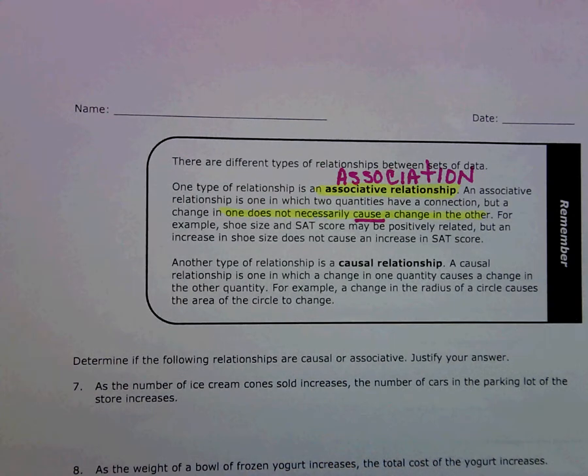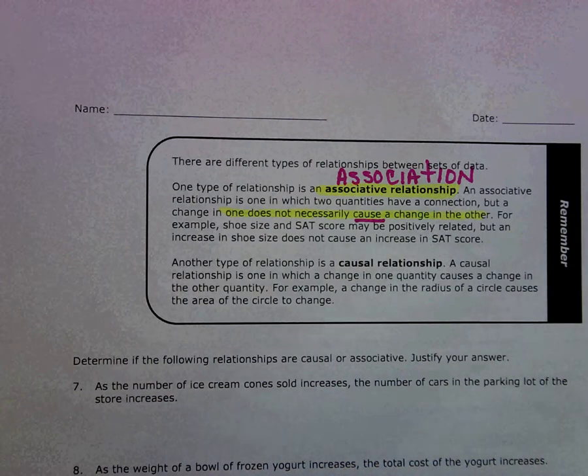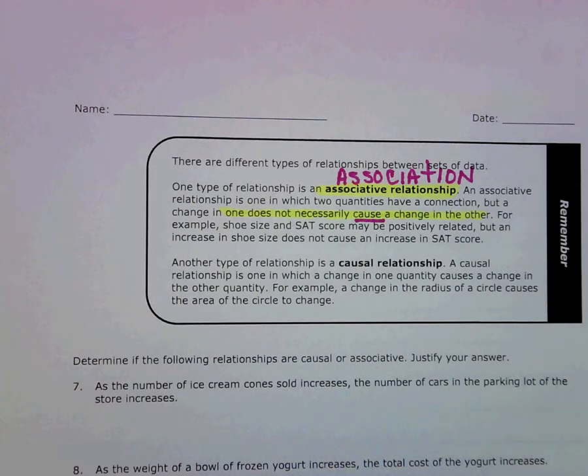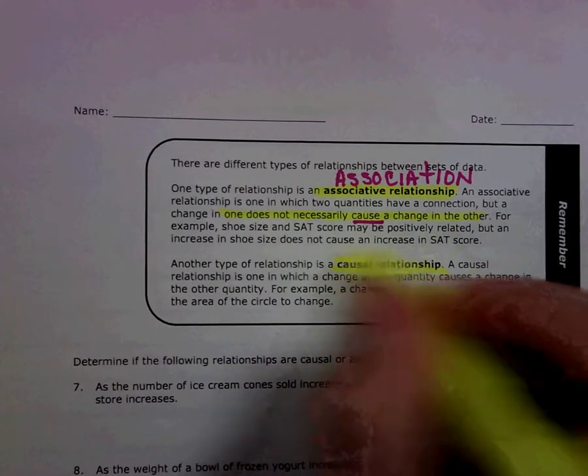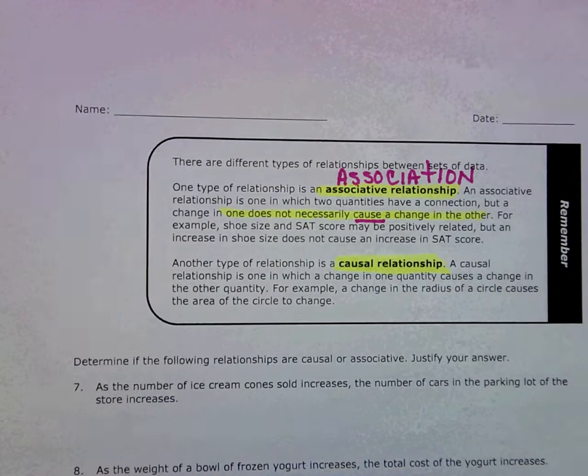So there would be a positive trend on a scatter plot, but by no means does your shoe size cause your SAT score, right? I would be like a genius if my shoe size caused my SAT score. So it doesn't. An association is there, but it doesn't cause it. Now, on the other side, though, we do have causal relationships.